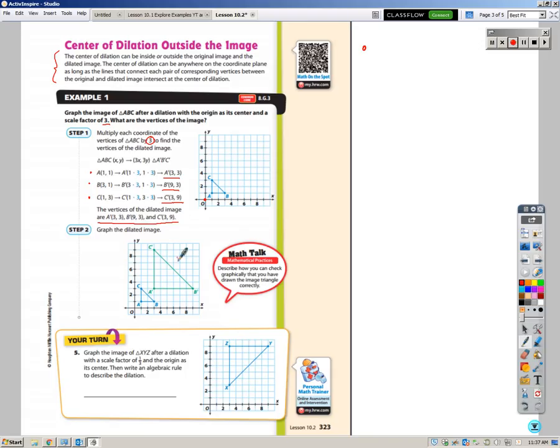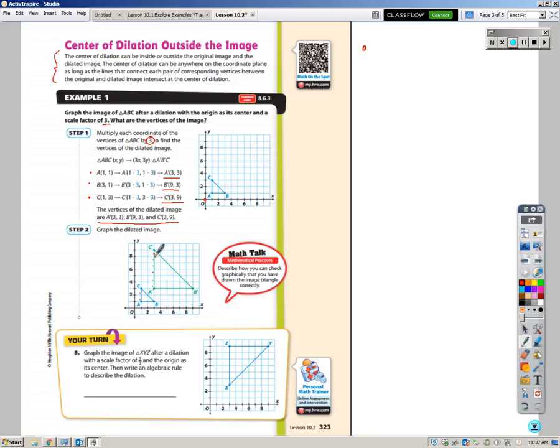So now we're going to draw them. And what they did is they actually drew them down here for you. And it's a scale factor of 3, so my side lengths, just to double check, should be 3 times the size of the original. So if this side length is 2, this side length should be 6, right? 1, 2, 3, 4, 5, 6. And that's just a double check to make sure I did my dilation.